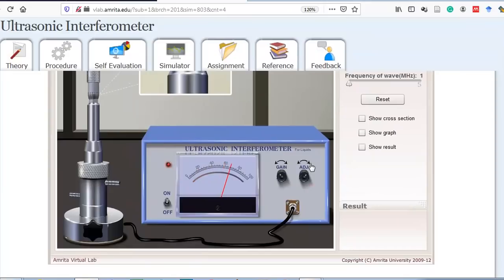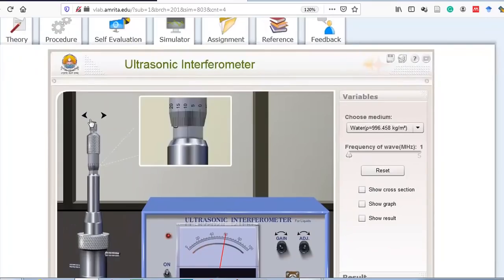Let me keep it around this 70. Or for simplicity, let's say I'm keeping around 60. So it's very clear now: 40, 60. Don't need to worry about that. What it means is that when you rotate this micrometer through this button, this particular current scale will be moving between 40 and 60.